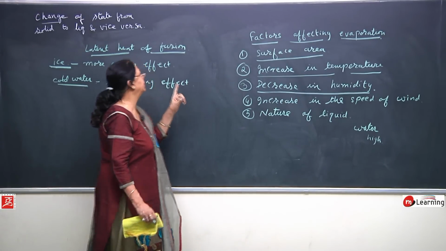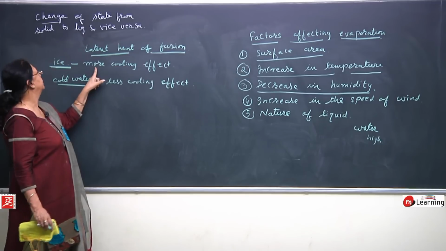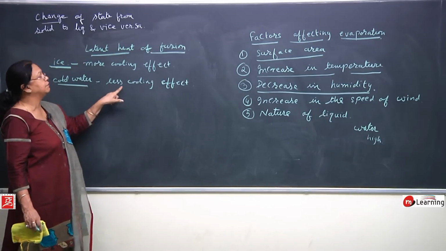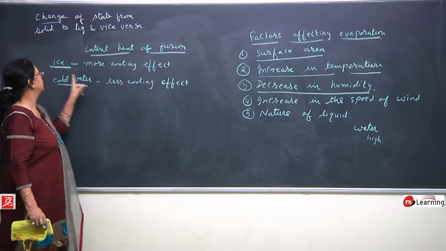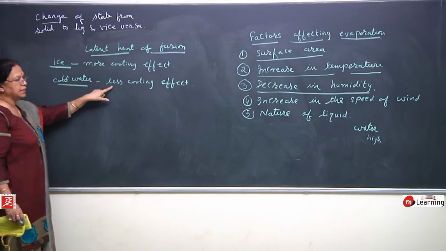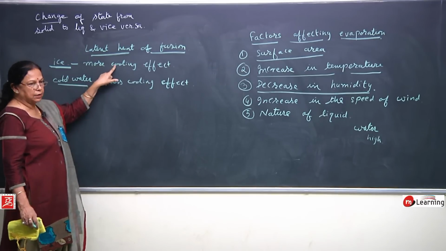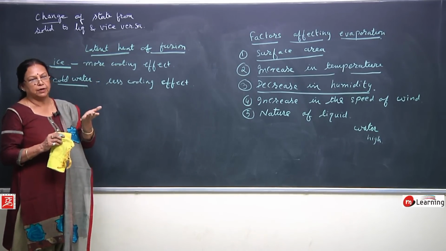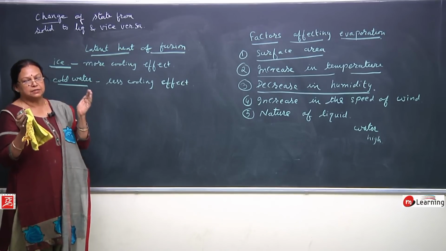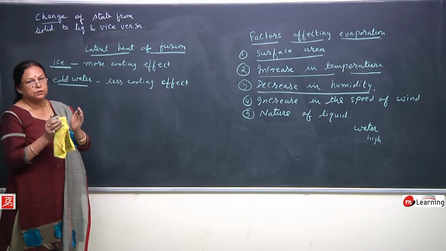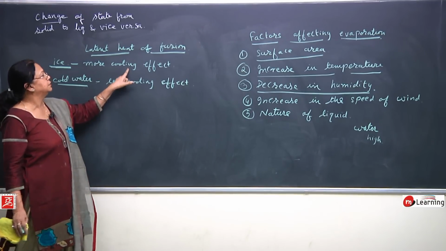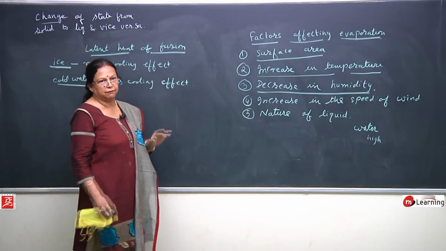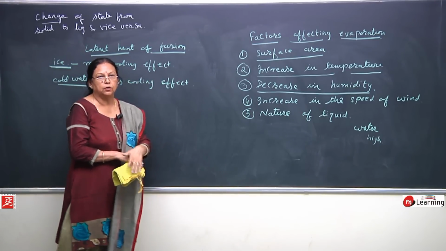So ice is having less heat, and this water, though it is cold, is having more heat. Why? Because water is liquid and ice is solid. So that heat energy is utilized for changing the state of matter, that is solid to liquid, and that is the reason that ice gives more cooling effect rather than cold water.